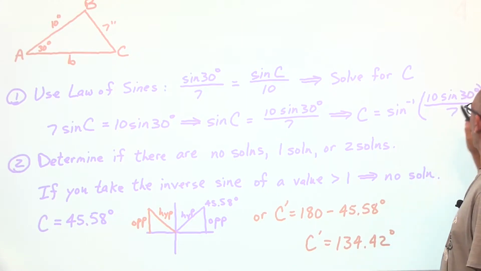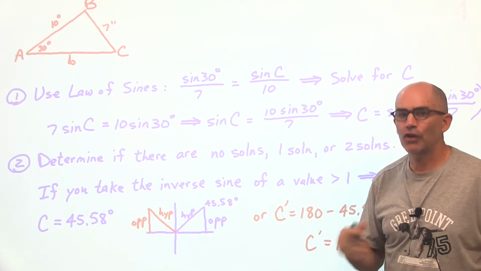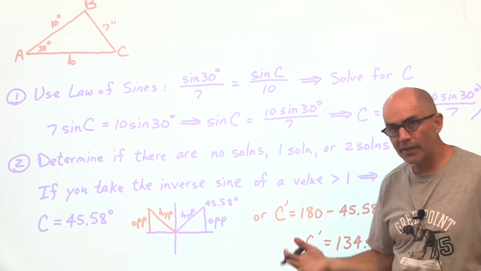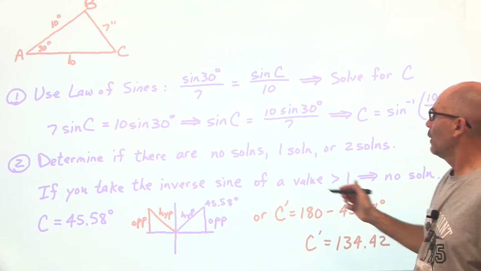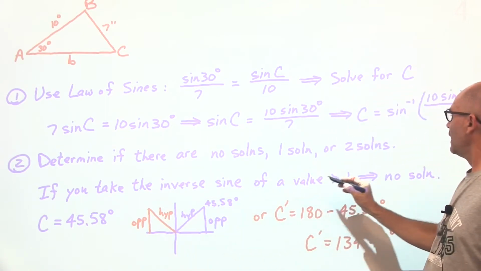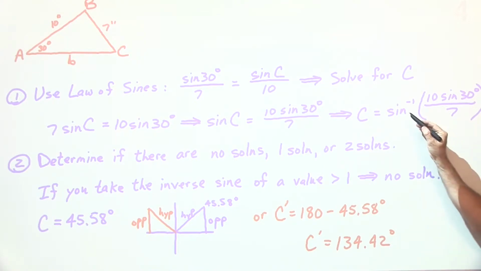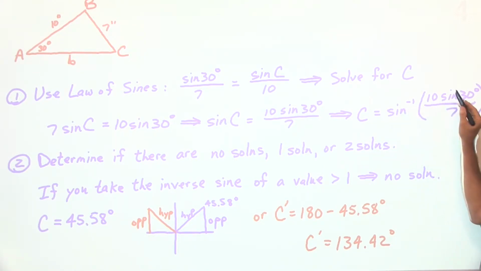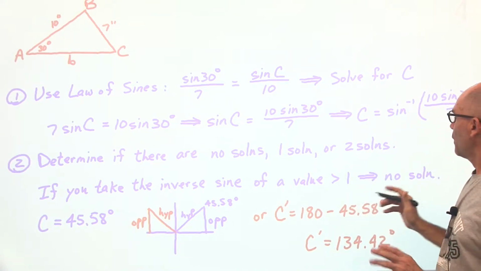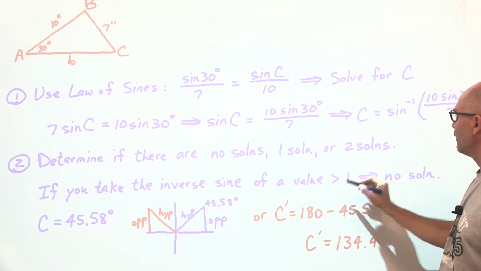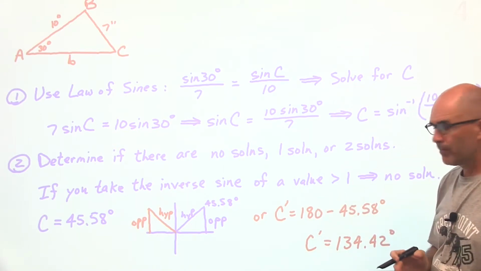Okay, now, when I do this, I might have no solutions, I might have one solution, and I might have two solutions. So let's see what happens. When I take the inverse sine of a value greater than 1, there's no solution. So if I go C equals inverse sine of 1.2, quit right there, there's no solution. So if the value that you're taking inverse sine of is bigger than 1, you know sine can't go above 1, so that's it, game over.